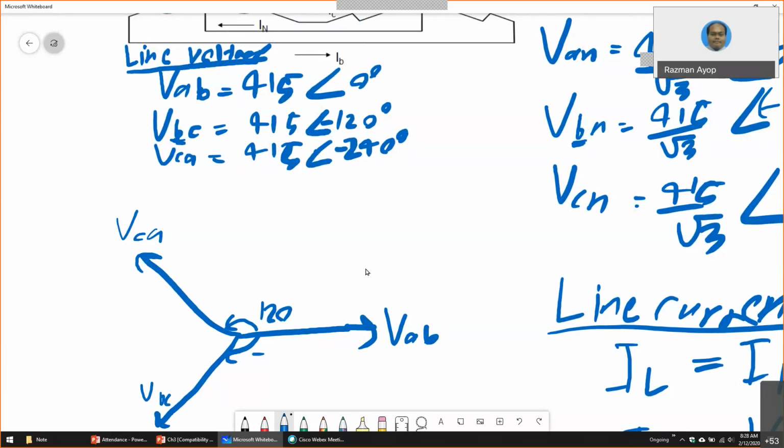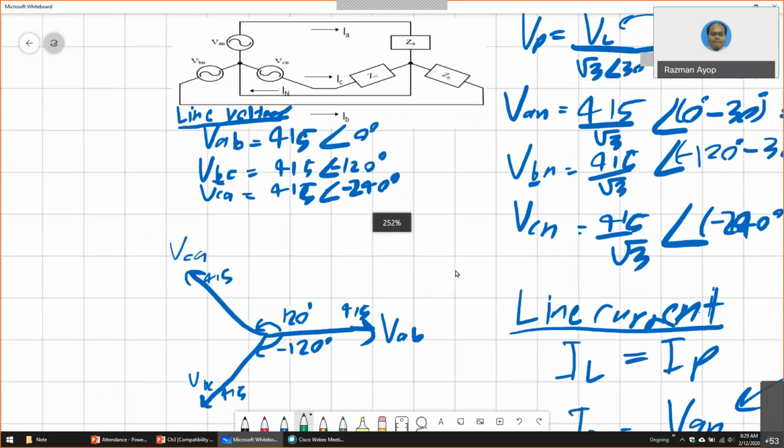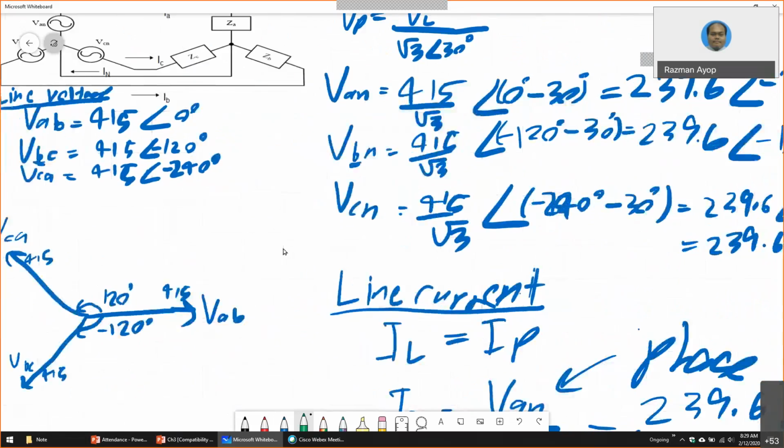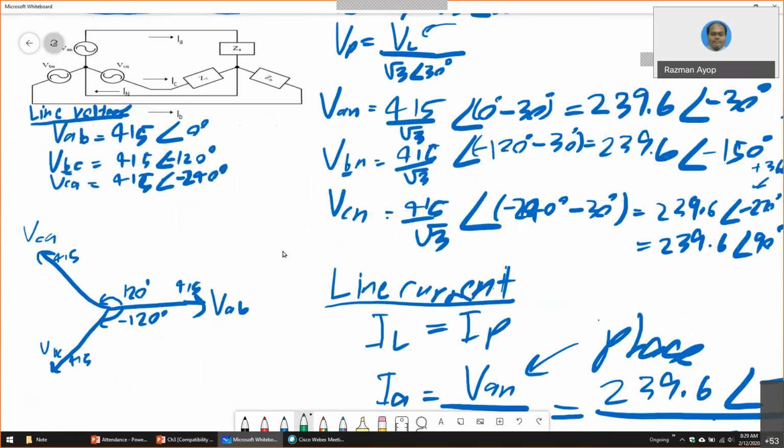All are 120 degrees apart. This one is negative 120 degrees. This one is 415, 415, and 415. If they ask you to draw the line voltage, you just draw the phasor diagram. Sometimes they ask you to draw both, the line voltage and the phase voltage. So you have to draw both.